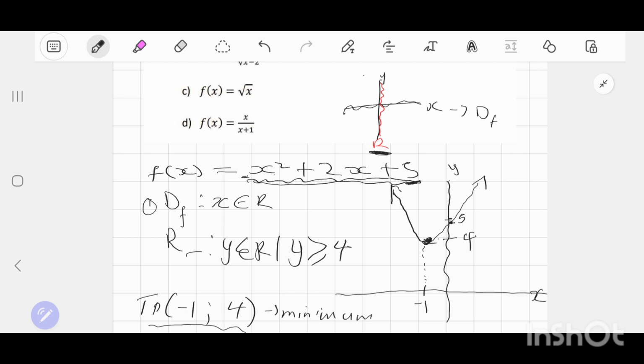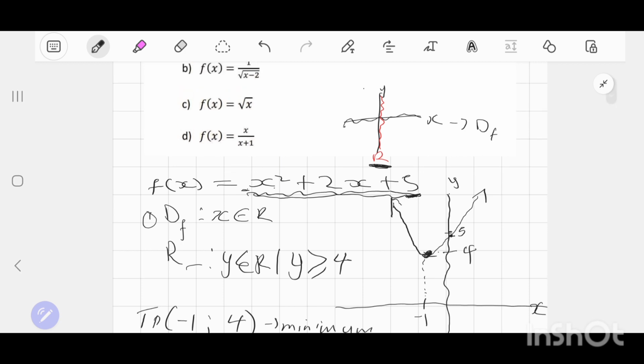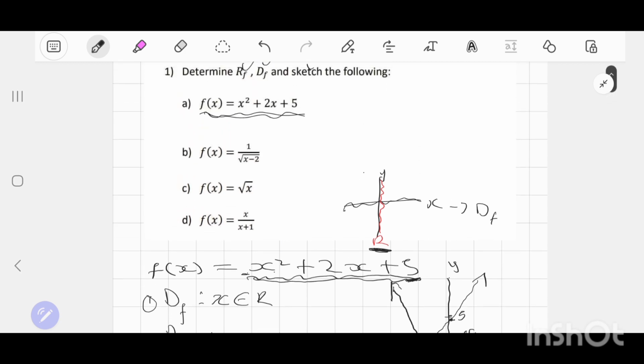I hope you can follow. Then we're done. We've answered all three questions where we find the domain, the range, and we've drawn the graph. So number two, the second function is this one.